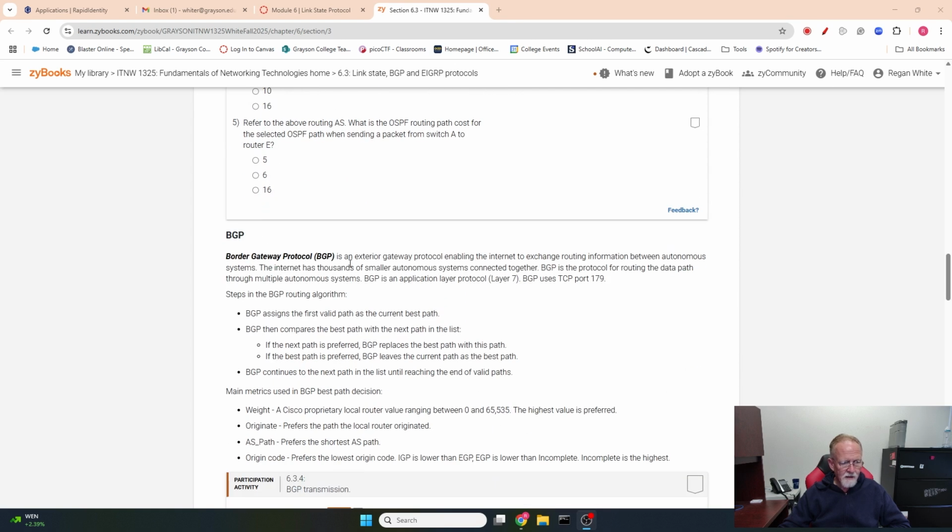Border Gateway Protocol is an exterior gateway protocol and enables the Internet to exchange routing information with autonomous systems. So basically, this is what allows your router to get routing information from the internet and share routing information with the internet. There are thousands of small autonomous systems connected together that make up the internet, and BGP is a protocol for routing the data path through those multiple autonomous systems. It's a layer 7 or application layer protocol, and it uses TCP port 179. So if that port is not enabled, then it's not going to work.